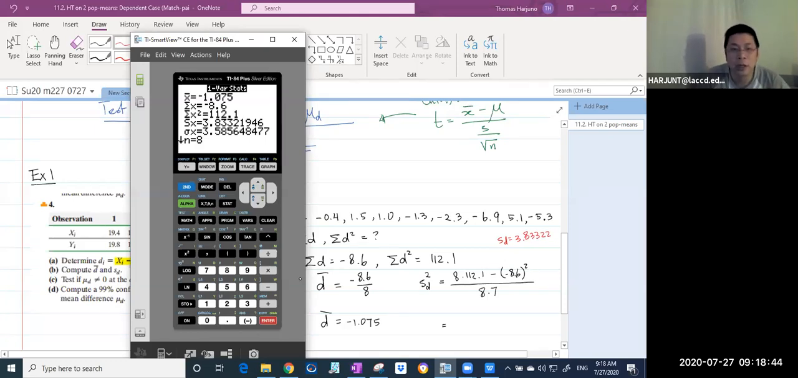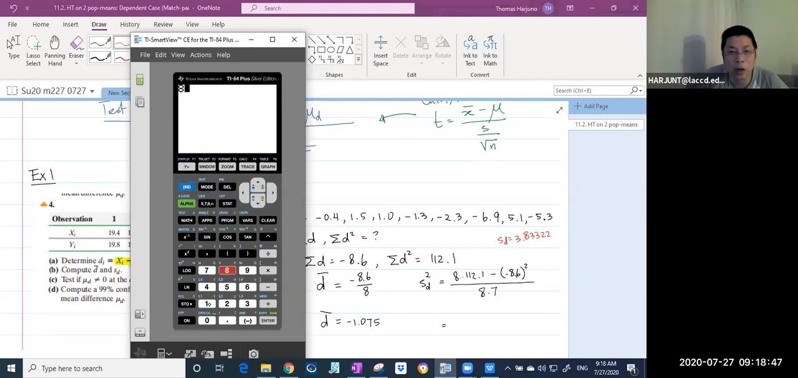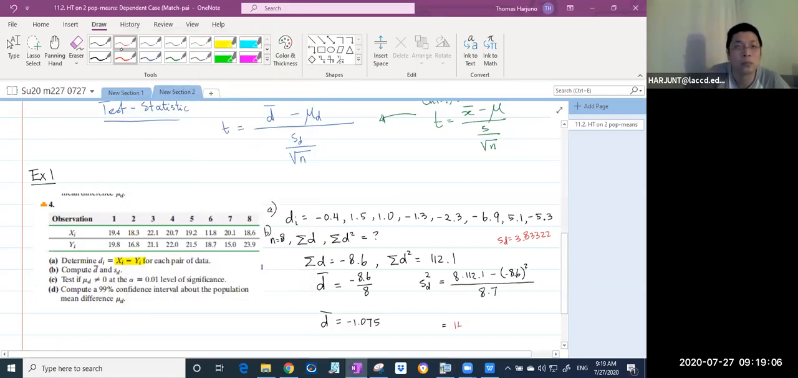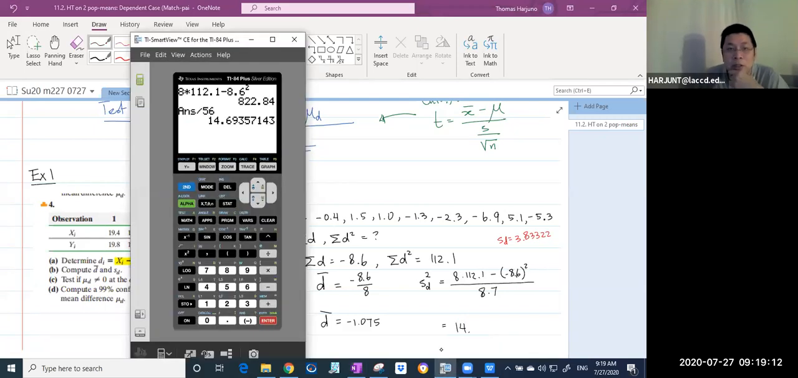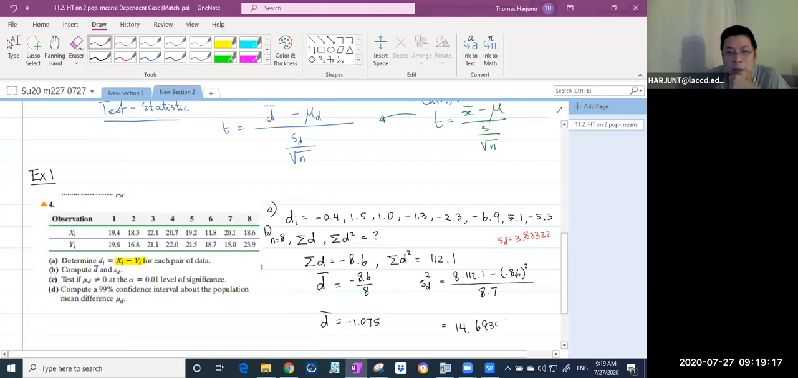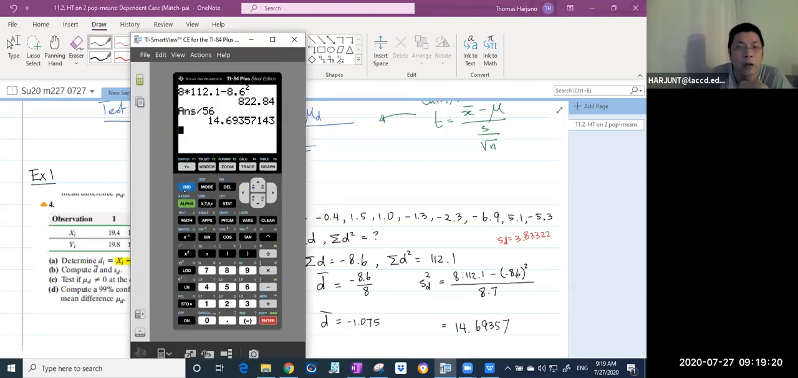Okay, let's compute it. 8 times 112.1 minus negative 8.6. I ignore the negative because I'm going to square it anyway. Okay, and then divide it by 56. That's 14.69357. Now then I apply the square root of that answer.